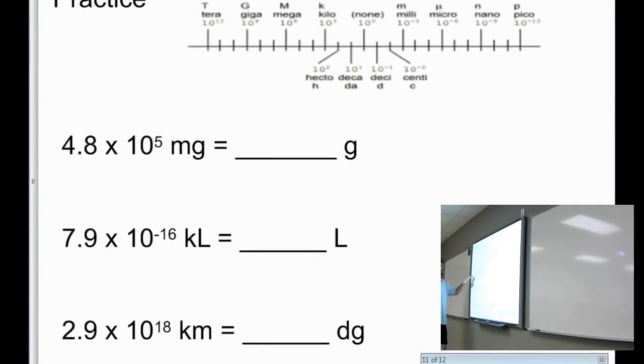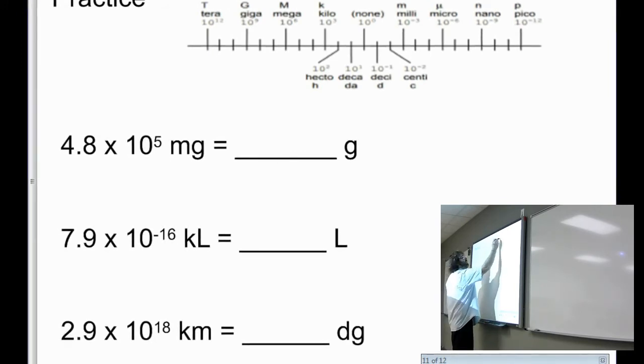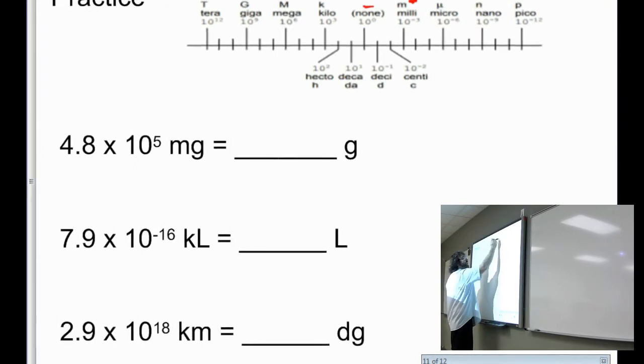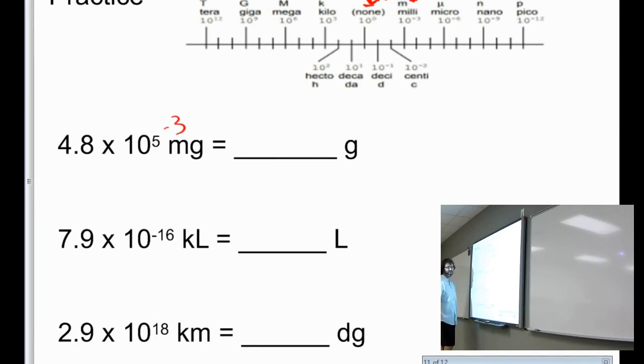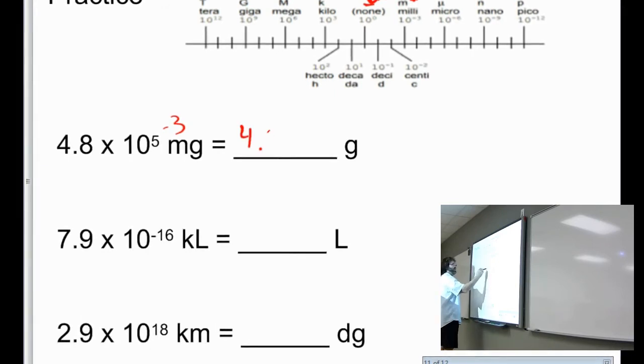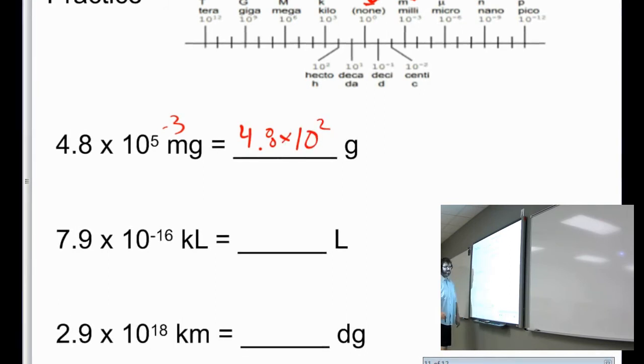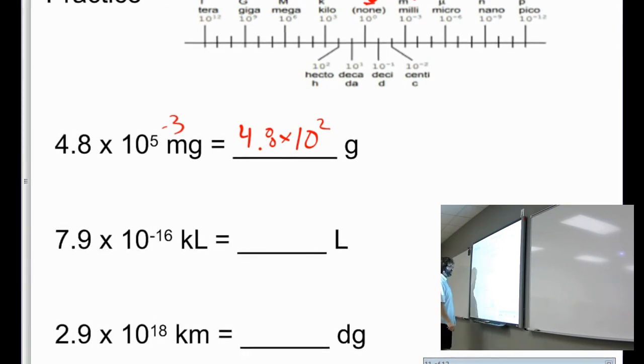I've got 4.8 times 10 to the 5th milligrams, and I'm going to grams. Milli is here, and grams is a base unit, so I'm moving 1, 2, 3 spots to the left. What I'm going to do then is basically, again, subtract 3. If I go to the left, I subtract. So 4.8 times 10, that becomes 10 to the 2nd grams. Okay, so again, just subtract from that exponent.